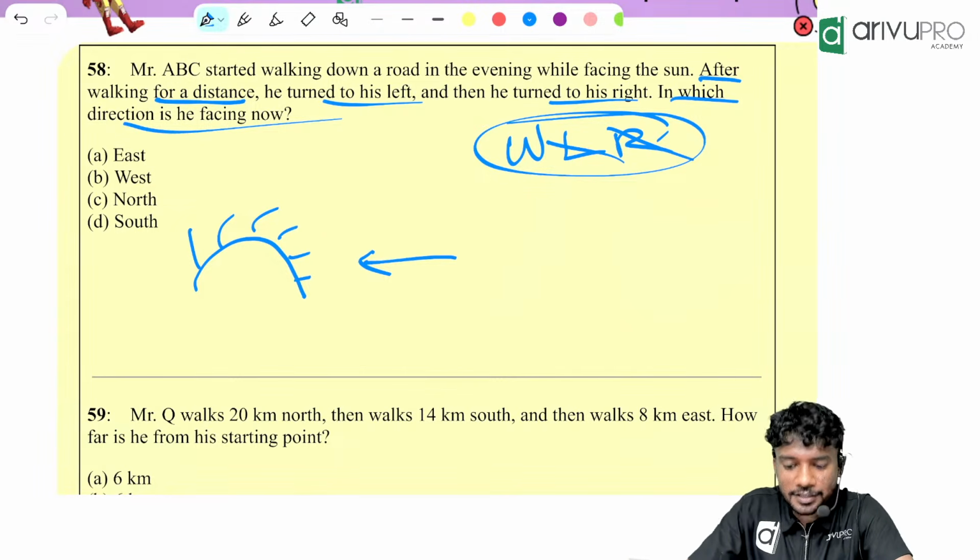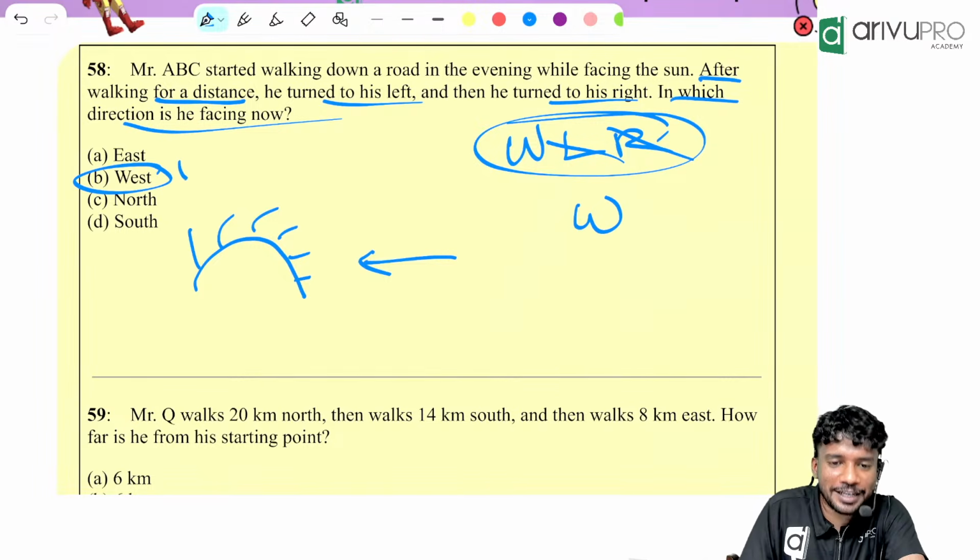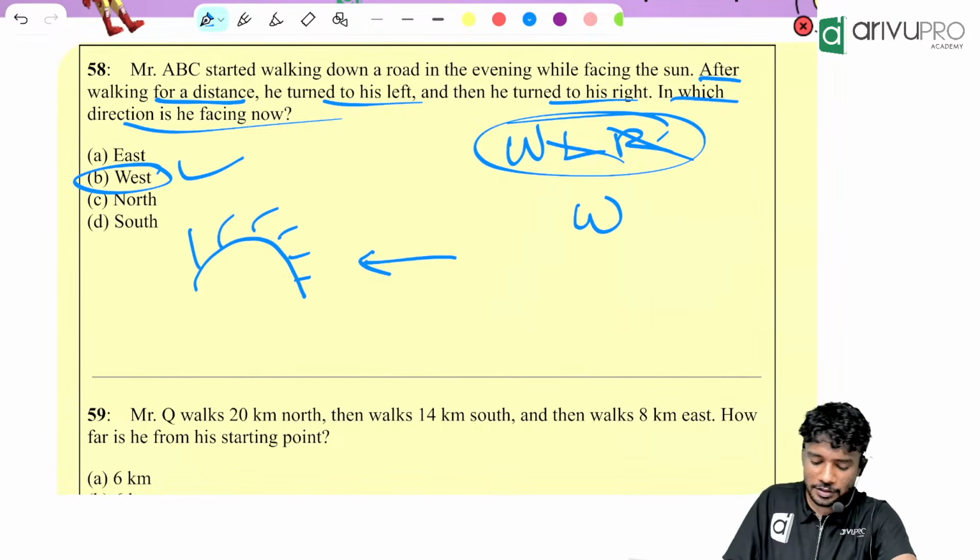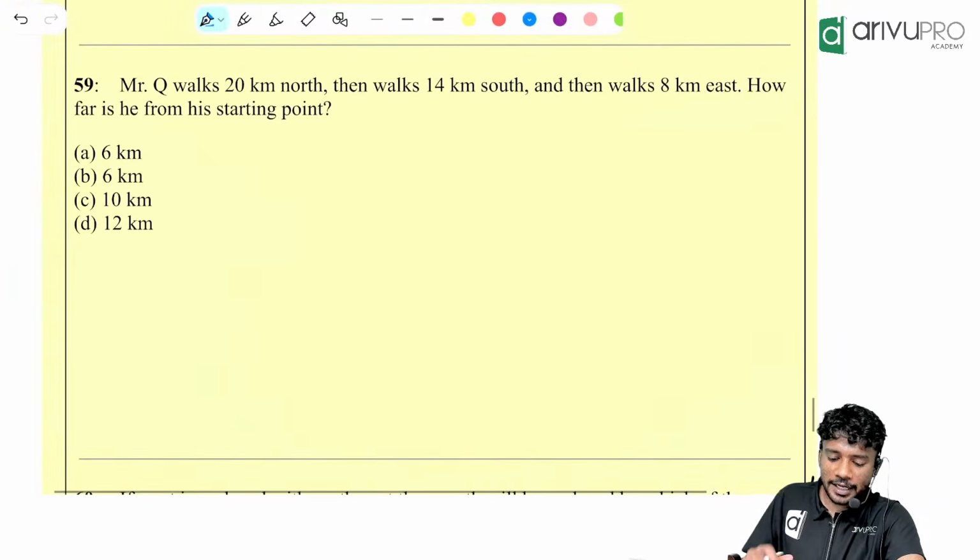Left and right got cancelled. What is remaining? West is the remaining one. Option B is the answer. Next question, people. Another direct question.